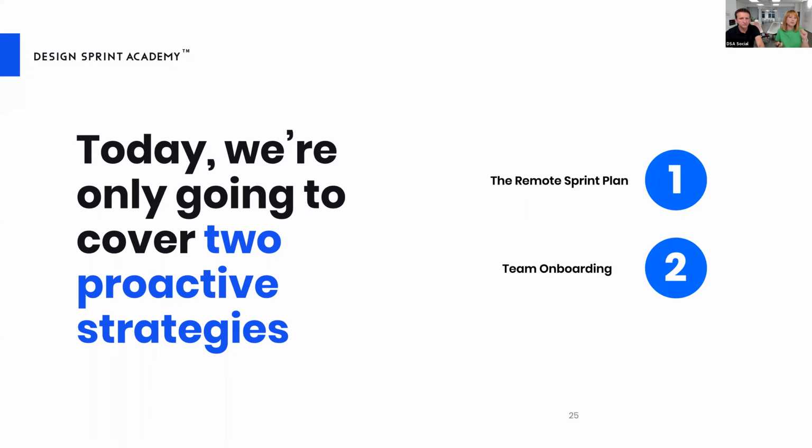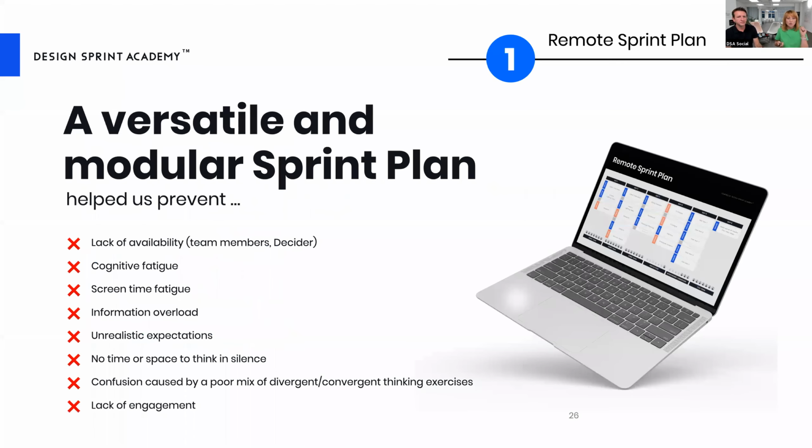Now, going to the remote sprint plan, we build it in a very modular and versatile way in order to help us prevent the lack of availability, because that's one of the problems that it's always there. Like not all the team members are available, maybe the decider is not available when you want them to be. But having this modular setup helped us shift all the sessions in different times to allow everyone who's important to be there.